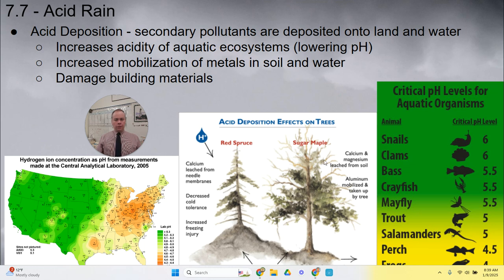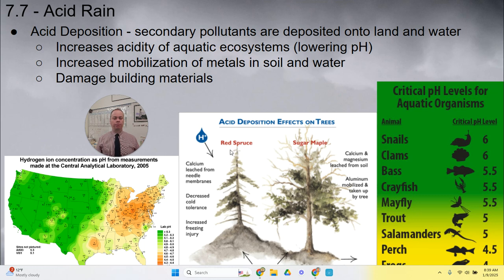In terrestrial ecosystems, acidic deposition, acid rain, can do several things. As soil becomes more acidic, aluminum ions become mobilized. They become soluble and can then be taken up by trees, and they can be damaging to the tissues of plants. They can also interfere with the absorption of calcium and magnesium. Acidic precipitation can leach those nutrients, which are important for producers, from the soil. It can lead to a reduction in cold tolerance for certain species.